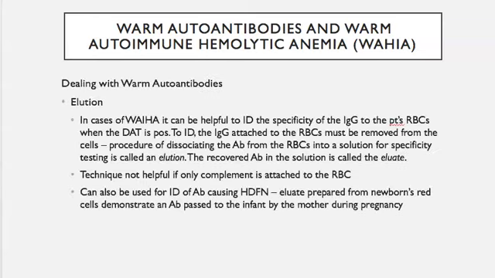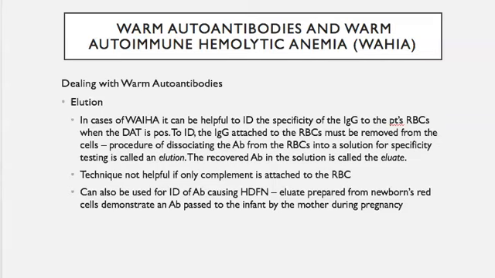So some methods for dealing with warm autoantibodies, you could do an elution. In cases of warm autoimmune hemolytic anemia, it can be helpful to identify the specificity of the IgG antibody to the patient's red cell when the DAT is positive. To identify the IgG attached to the red cells, it has to be removed from the cells. The procedure of dissociating the antibody from the red cell into a solution for additional specificity testing is called an elution. That recovered antibody in the solution is called the eluate.